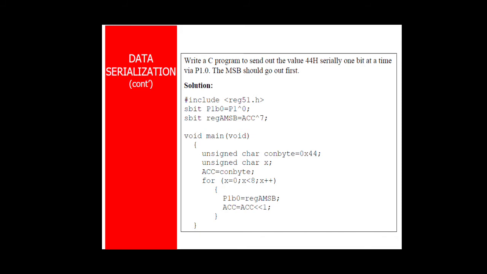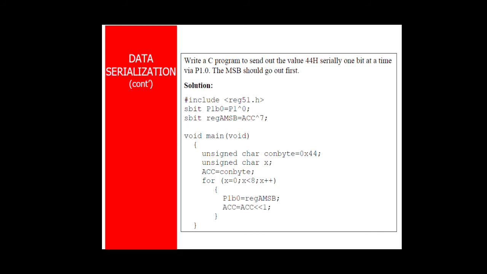Write a C program to send out the value 44H serially one bit at a time via P1.0. The MSB should go out first. This is exactly same as the previous program except that here the MSB should go out first. Therefore two changes have been made in the program. First change is this one.